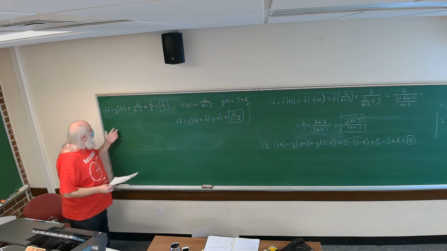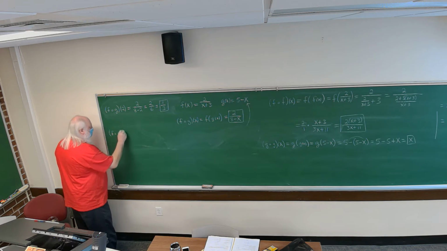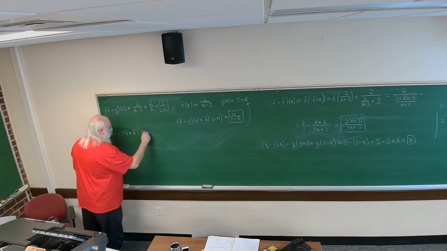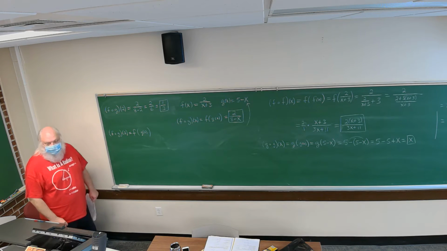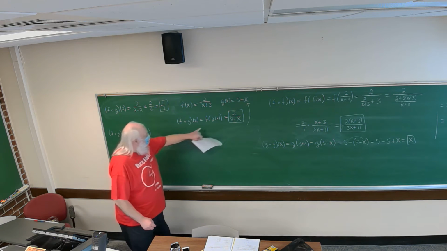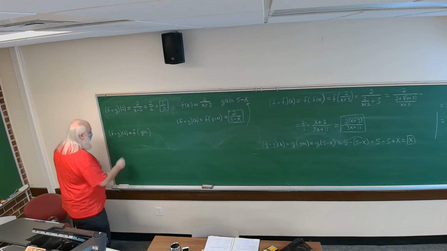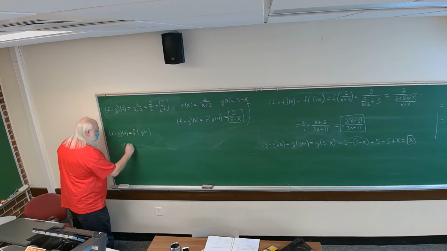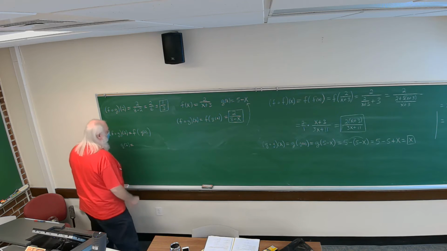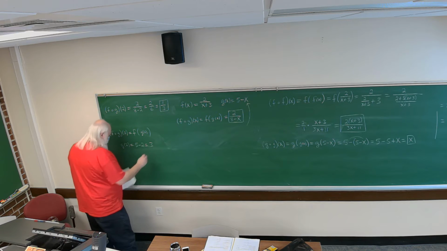The other way of evaluating this is this is equal to F of G of 2, by definition. We just find F of G of 2. Well, what's G of 2 equal to? Put in 2 for X in G of X. You have G of 2 is equal to 5 minus 2, which is equal to 3.